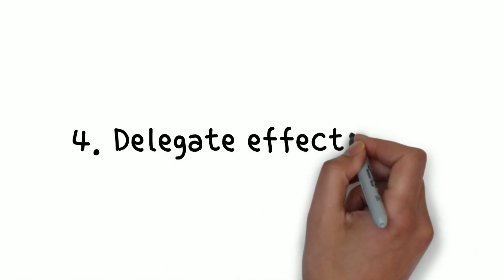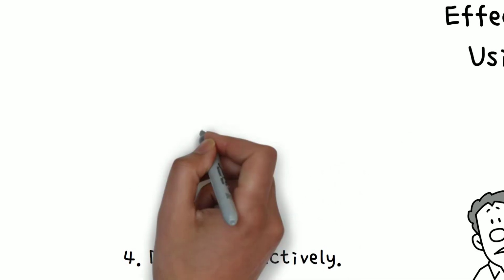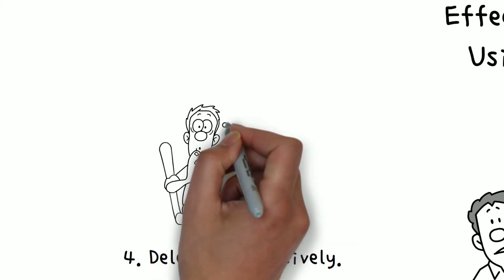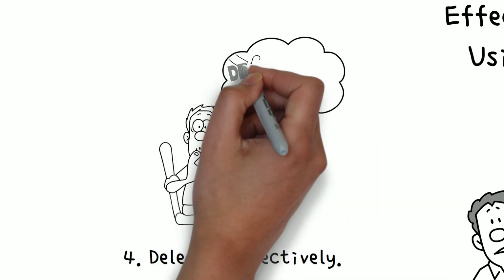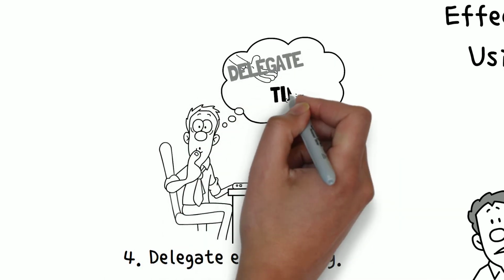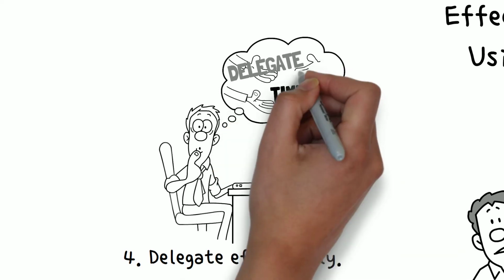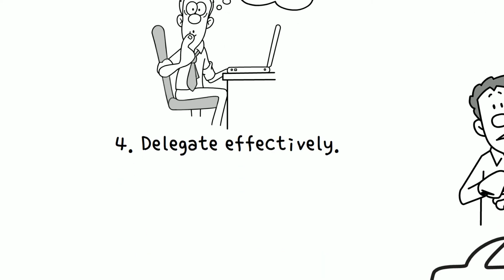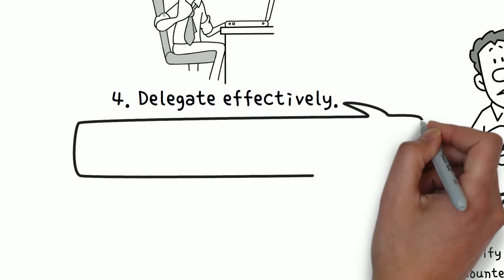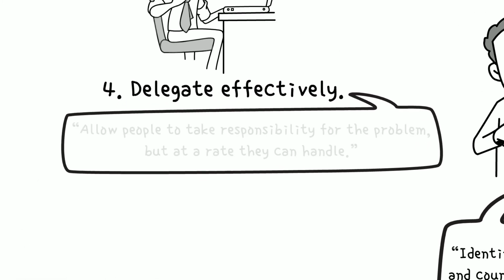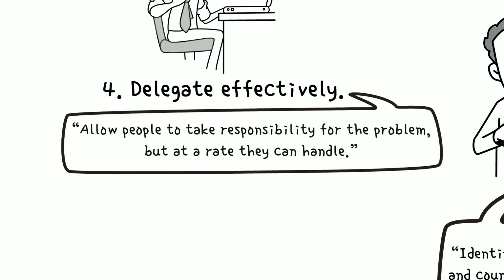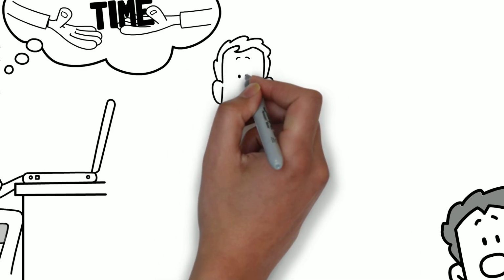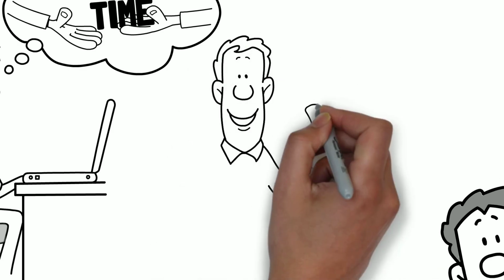4. Delegate effectively. One effective way of keeping people mission-focused is effective delegation. If you can give people tasks that allow them ownership of the problem, or at least keep them focused on addressing it, this will help to minimise distractions. As Heifetz puts it, allow people to take responsibility for the problem, but at a rate they can handle. In this way, the leader can place responsibility on the whole team while at the same time allowing development opportunities.